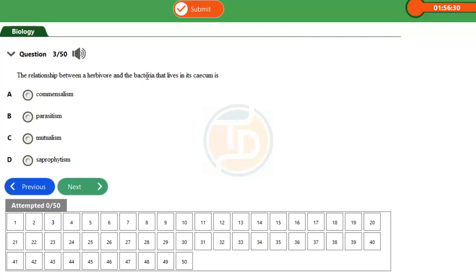Bacteria derives benefit from the herbivore because the bacteria lives in the cocoon of the herbivore. As a result of this explanation, it means that the relationship between the two is known as mutualism. The correct option is C.